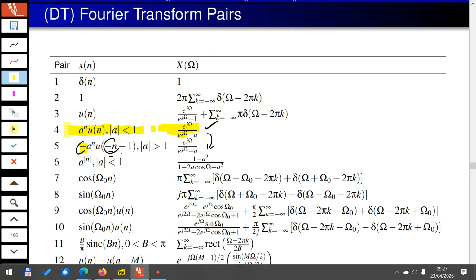To go from 4 to 5, you need linearity, followed by time reversal, followed by translation, right?